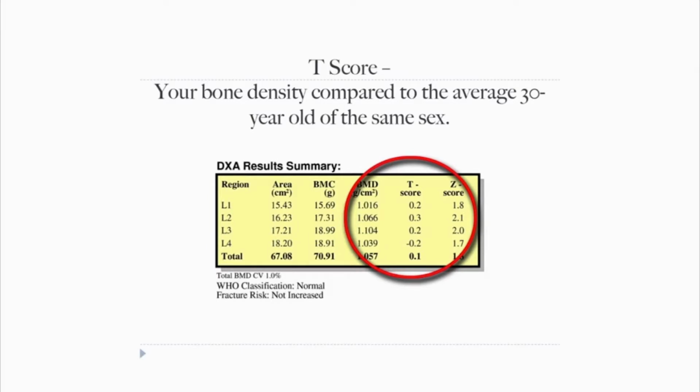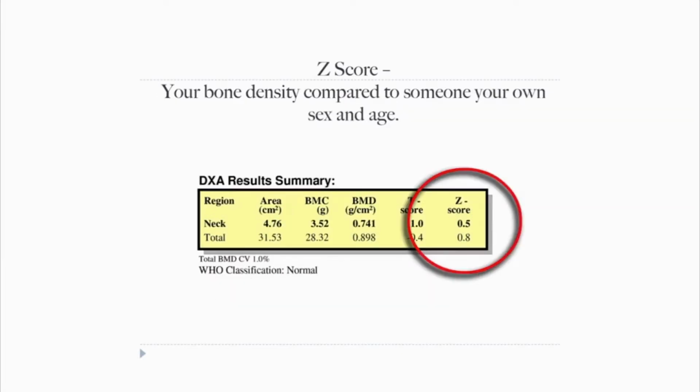T-score is your bone density compared to the average 30-year-old of the same sex. If you look here on this particular chart, you'll see the T-score is 0.2, 0.3, and the total for the spine, this is L1 through L4, is 0.1. So that means this person practically has exactly the same bone density as the average young 30-year-old. A T-score that is anything less than -1 is very similar to that of the average young person.